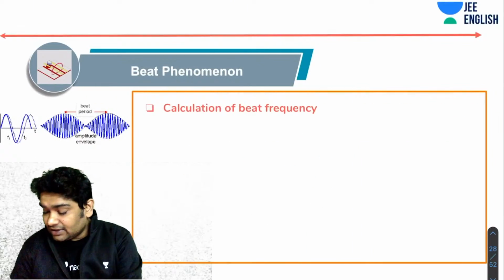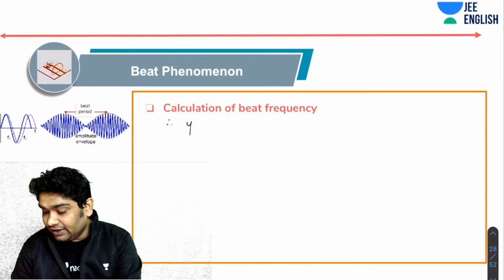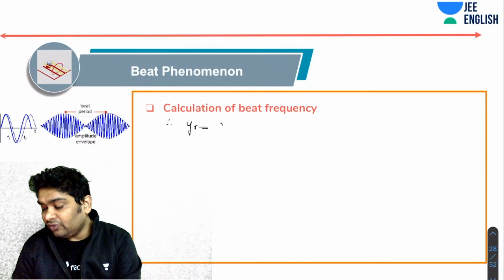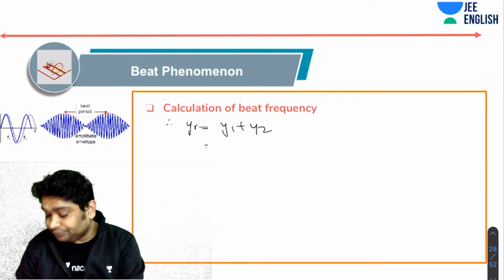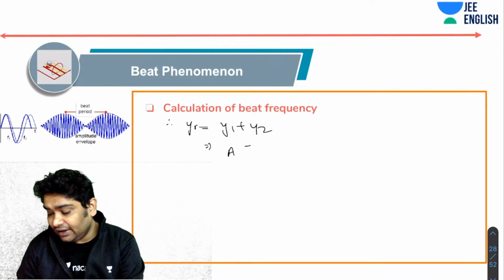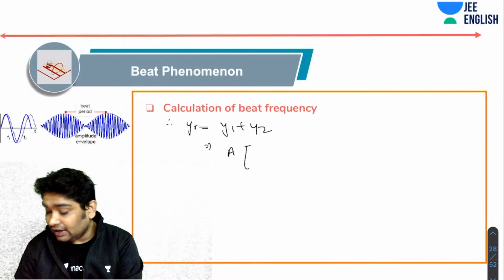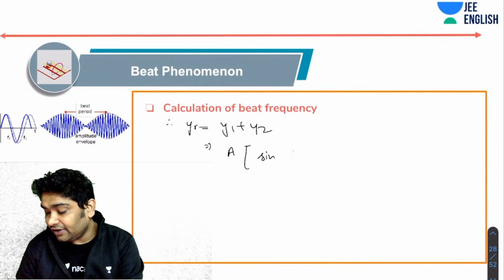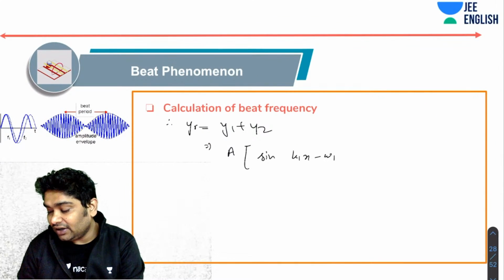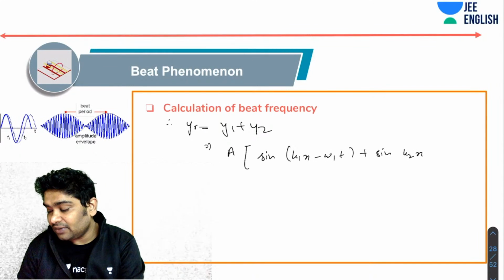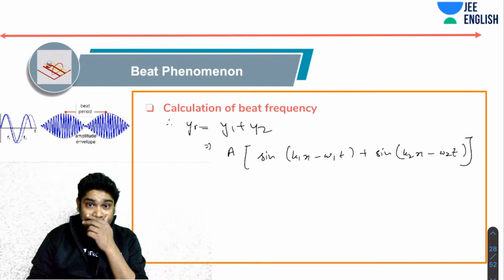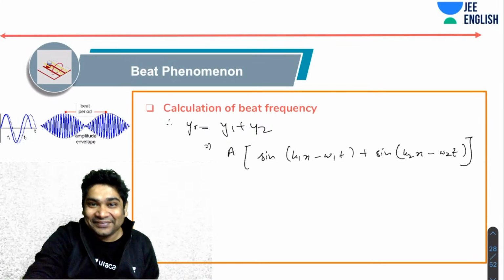Now what you will realize is that y resultant would be equal to y1 plus y2. So I take a common, and then I'll have sine of (k1x minus omega1 t) plus sine of (k2x minus omega2 t). Correct? Okay.